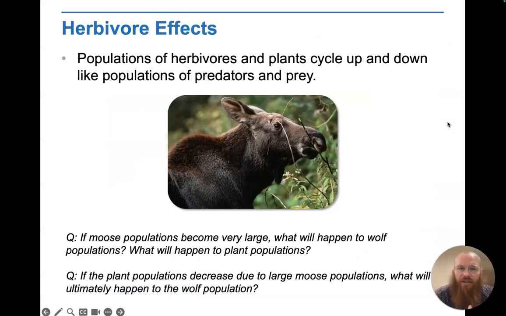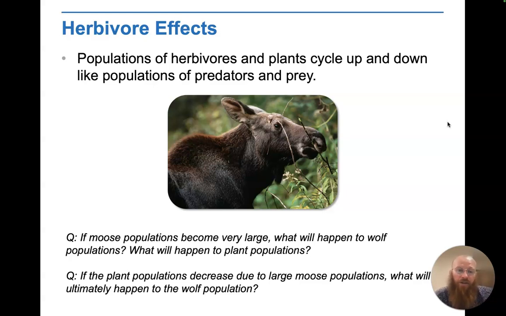And just like there is a cycling up and down of predator and prey, we also see populations of herbivores and plants cycle up and down, right? Herbivores are sort of like the predators to the plants, even though the plants can't move, right? So it's kind of the same thing, just different food sources and different consumers. So I could ask a couple more questions.